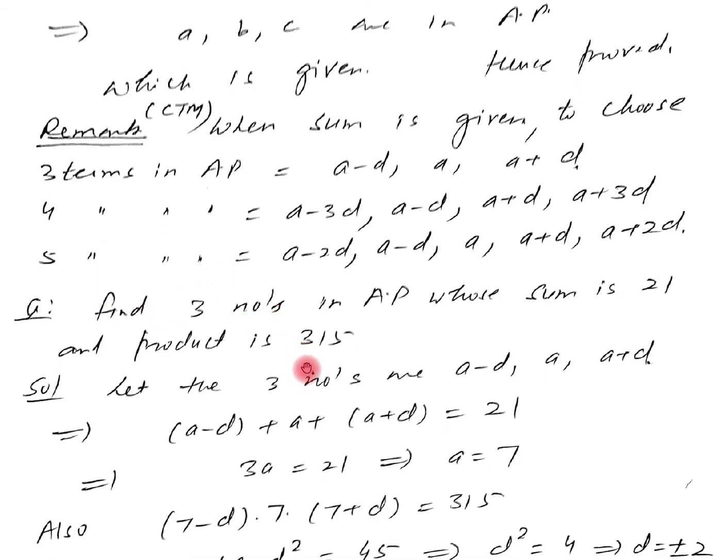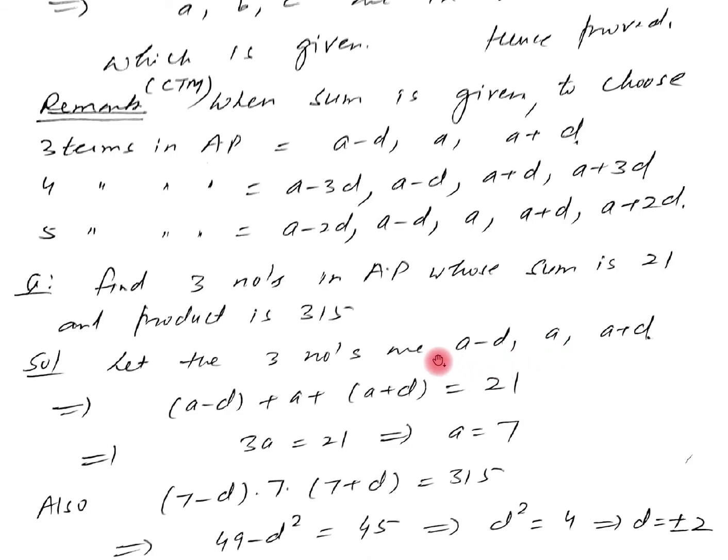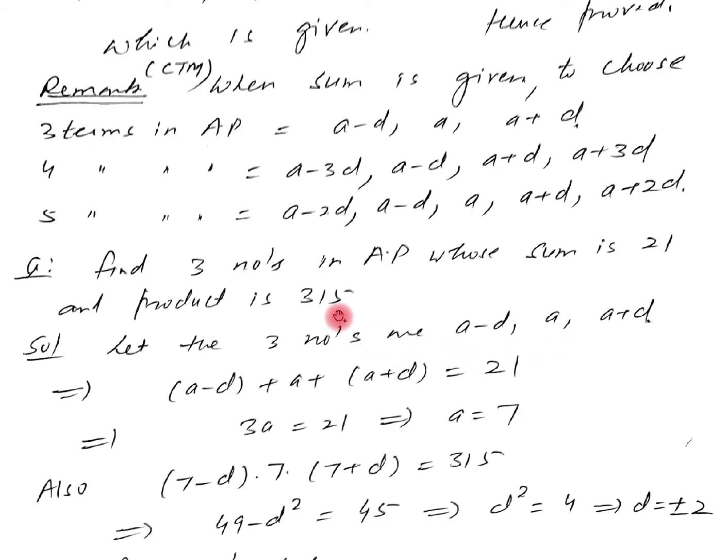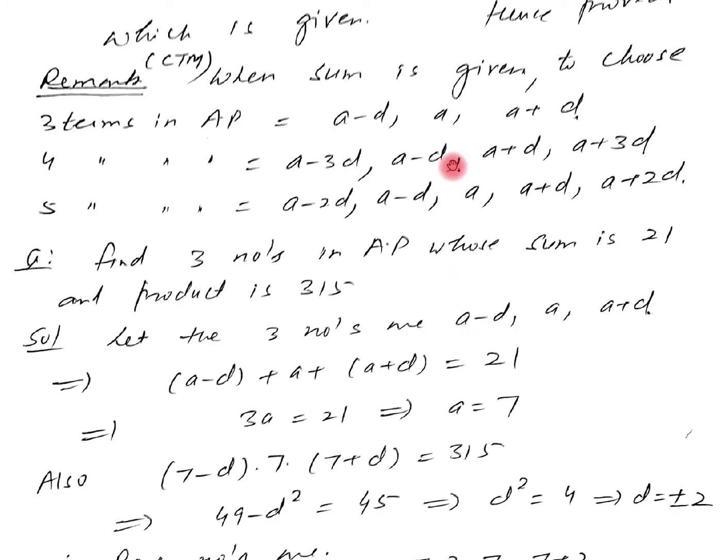Find the 3 numbers in AP whose sum is 21 and the product is 315. Then again we have to take 3 numbers in AP whose sum is given. So let the 3 numbers be A minus D, A, A plus D. Now the sum is given, we can add these 3 terms. It is given to be 21. Then simplifying, we are getting A equal to 7.